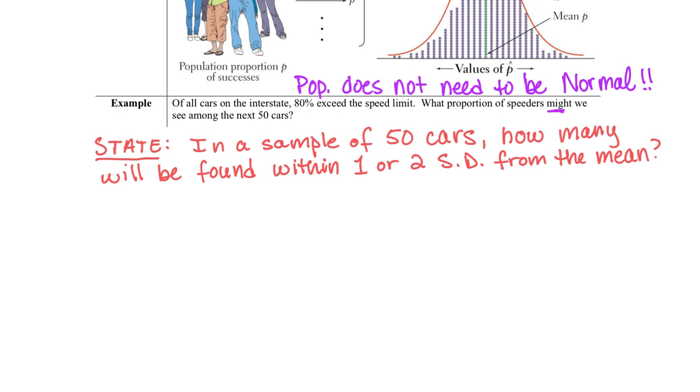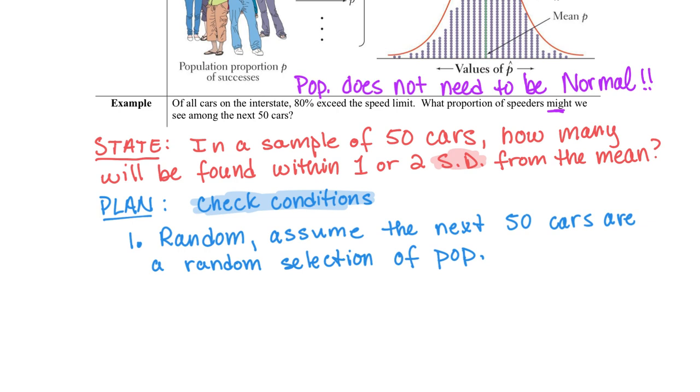Okay, so step one: in a sample of 50 cars, how many will be found within one or two standard deviations from the mean? And a note that yes, AP readers do accept SD to stand for standard deviation, so they'll understand what you mean and you don't have to write it out. Second step is plan. The plan is where we check all of our conditions that we learned on the first page.